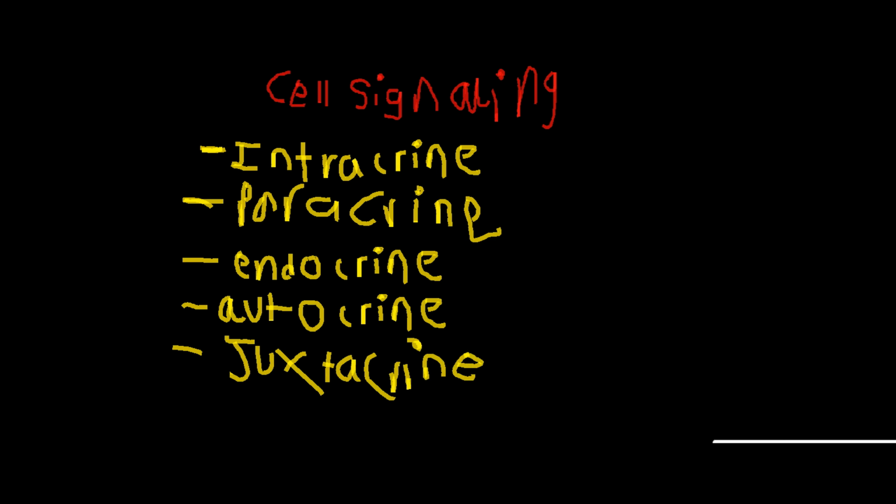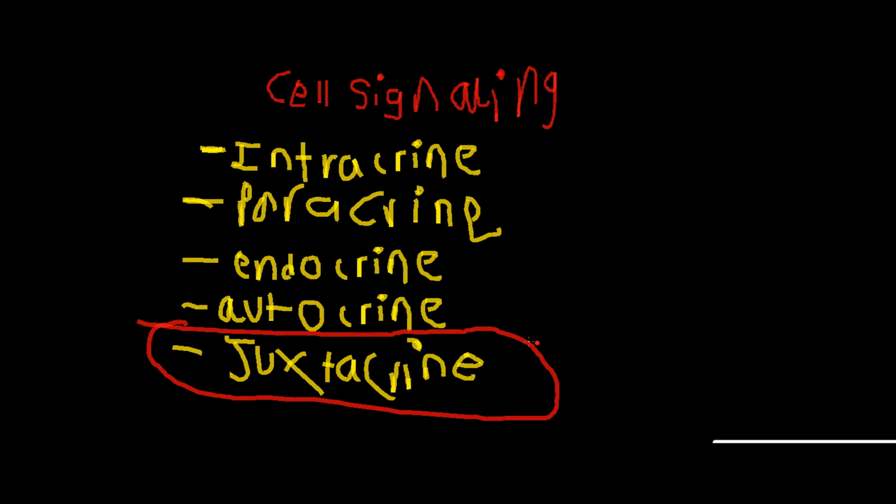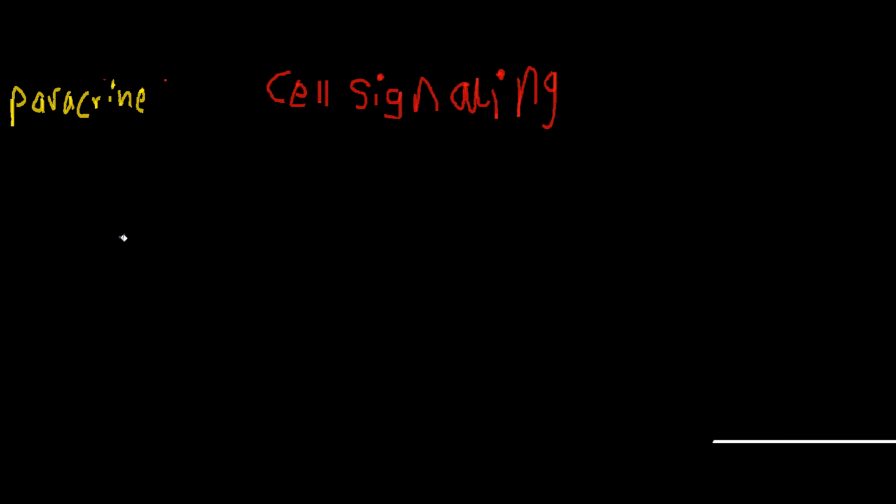Before I start the video, I'm just going to let you know I'm not going to be going over juxtacrine. You can look that up on your own, but in this video I'm not going to be going over that one. So let's look at the other four types of cell signaling.